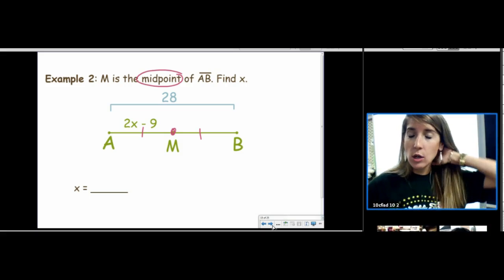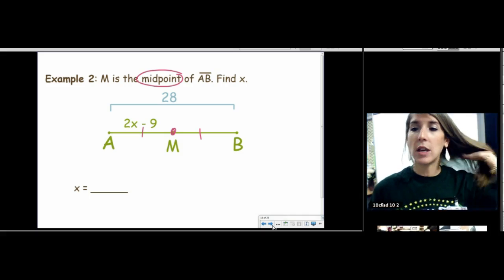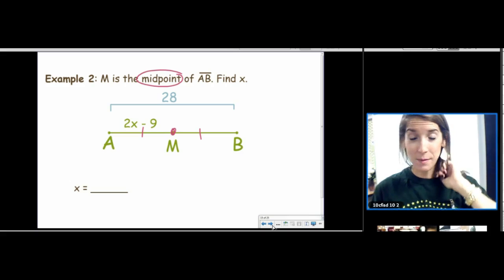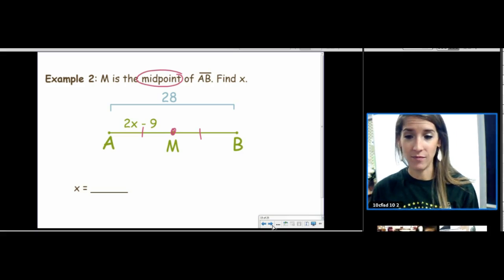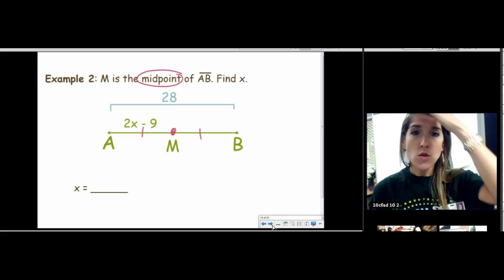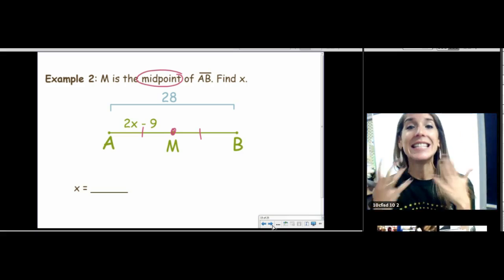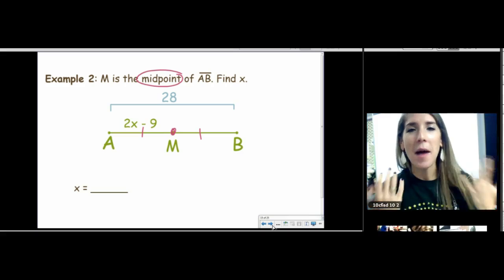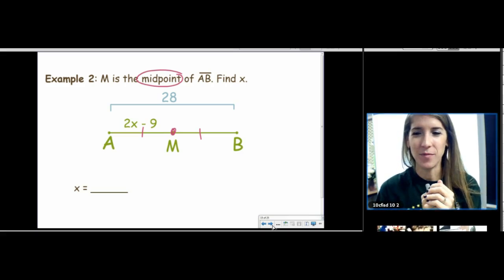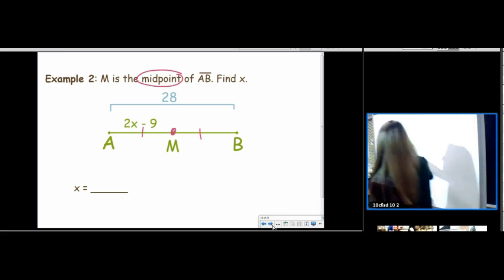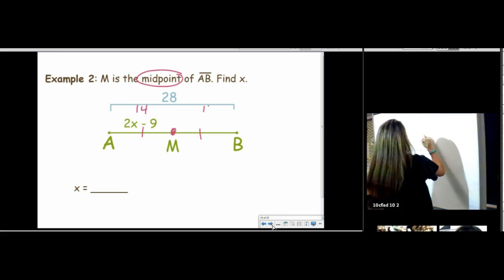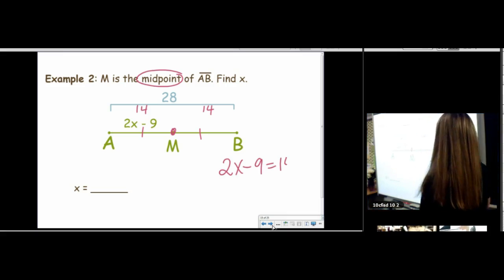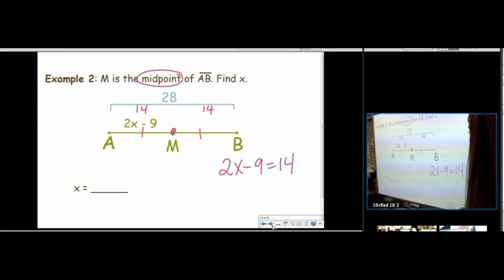Now on this one, you have two choices. You can take 28 and divide by 2, or you can take 2x minus 9 and double it. It doesn't matter, it's up to you. Normally when the whole is an even number, it's divisible by 2 really prettily, so I usually take the whole and divide it by 2. So I know that 28 means this is 14 and this is 14. So I can just say 2x minus 9 is 14, and solve for that one.